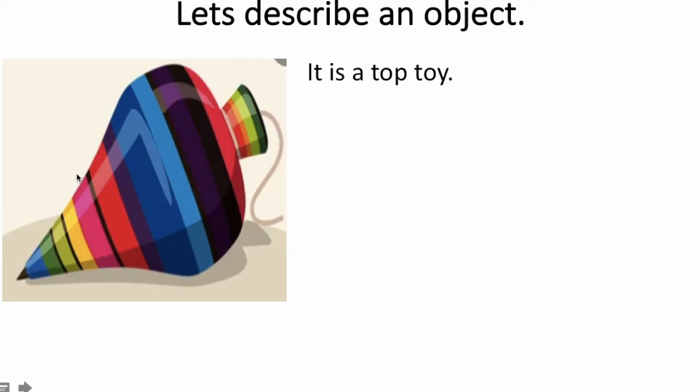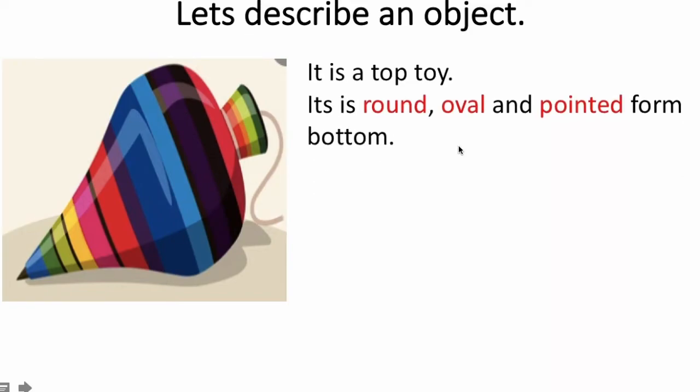Now let us talk about the shape and color. Can you see it is round? Look, round, oval and pointed from the bottom. See, this is the bottom, so it is pointed. This area is round, and this area looks a little oval. So it is round, oval and pointed from the bottom.